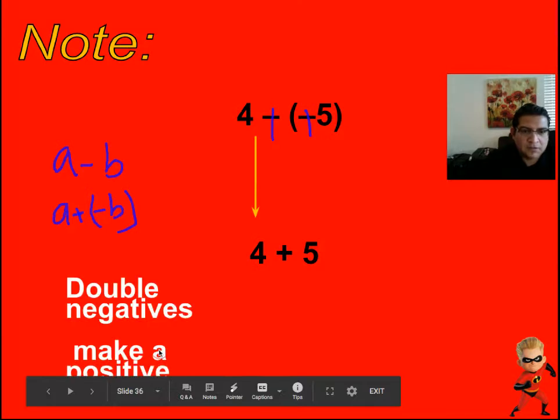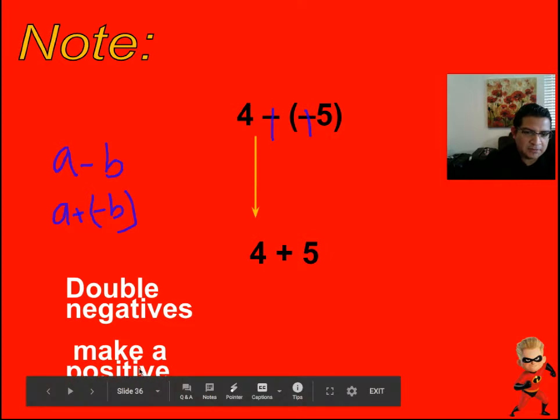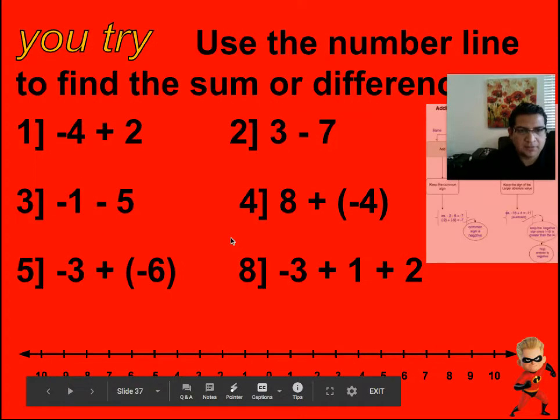Let's go to that one. So the double negatives, think of that double negatives like a -1 times -5. That would be +5. Or think of the property here. The minus is the same as adding the opposite. Double negatives makes a positive. All right, let's go to the next one.